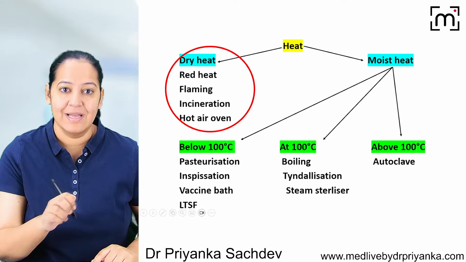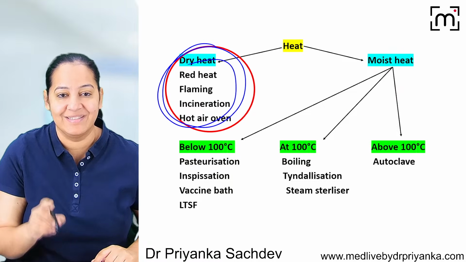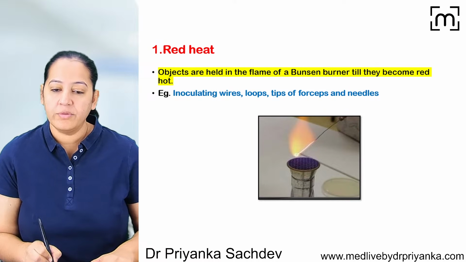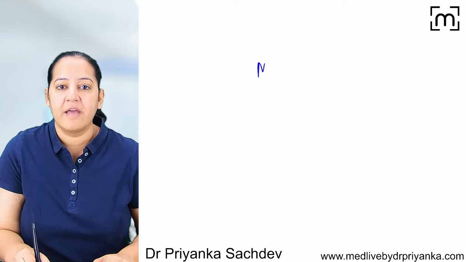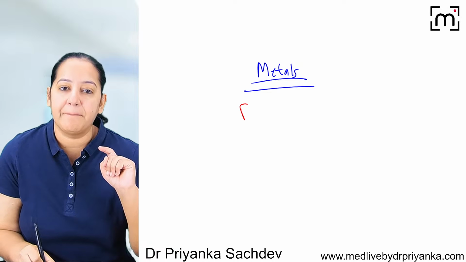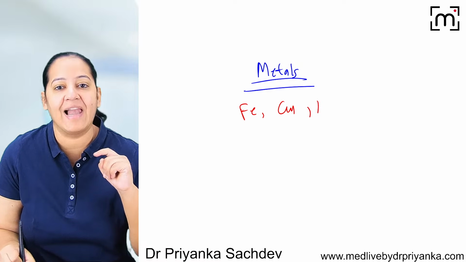Okay, let's discuss this. So let's start with dry heat. Let's start with red heat. What is red heat? You know, there is a rule. The rule is that, have you heard about metals? Whatever metal you take, there are many metals, for example iron, copper, aluminium.